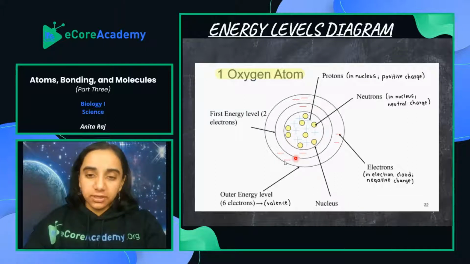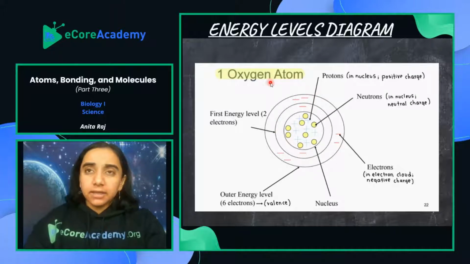Again, this is the nucleus. This is going to be your first energy level here, this first ring. It can hold 2 electrons. So as you can see, we have 1 electron right here, this minus sign here, and then we have another one over here, another minus sign. Here we have our outermost energy level.